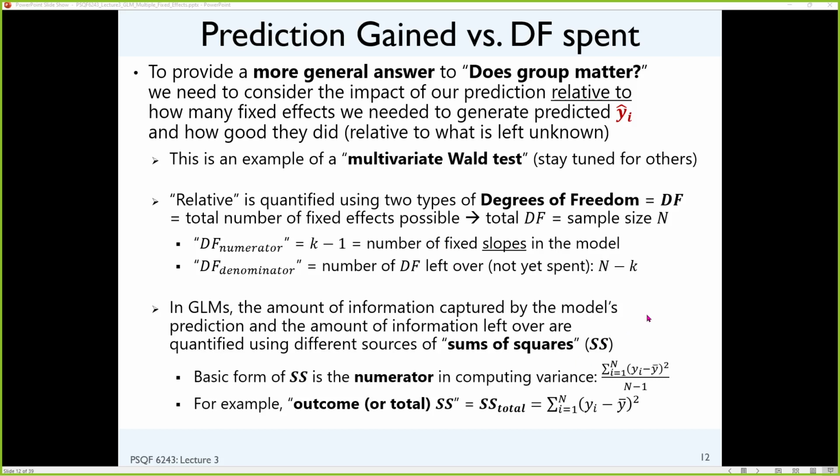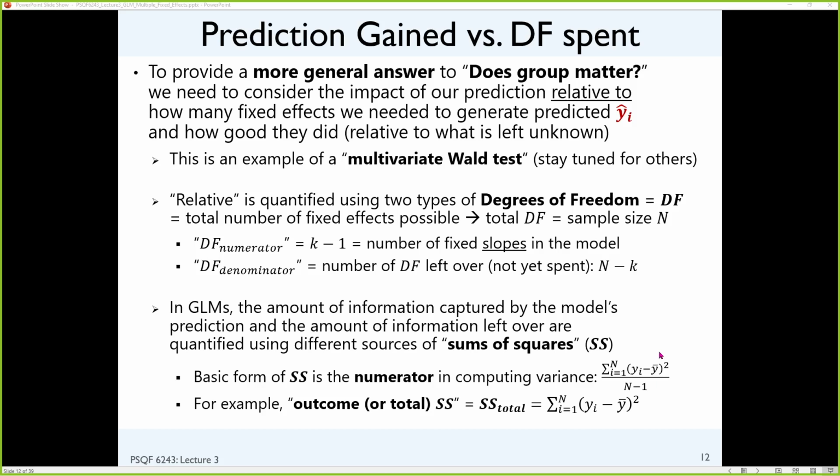Then the second part of it we have to articulate is, okay, how good of a job did we do? And that is indexed by a quantity that is referred to as sums of squares. And you have already seen this because it's the numerator part of the formula for variance. How far off each person's actual outcome is from the mean, square that deviation to keep the positives and negatives from canceling, and sum across persons. That's sums of squares. So that's the total. Sums of squares you can think of as the amount of information in your outcome.